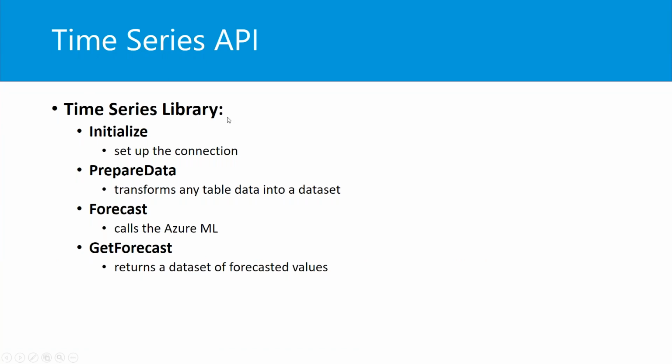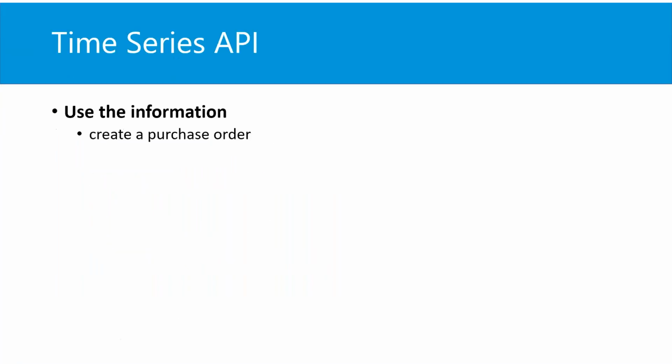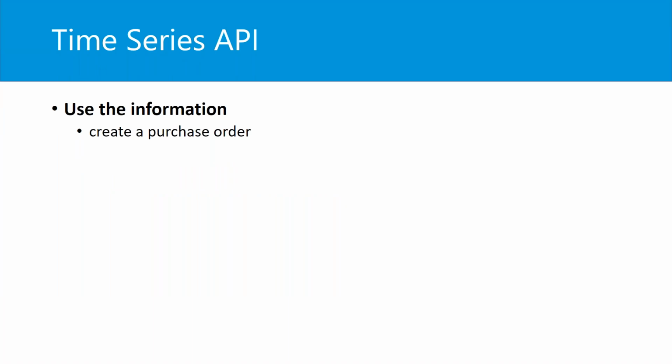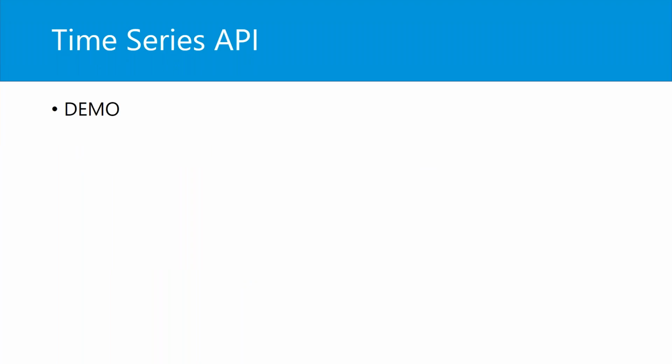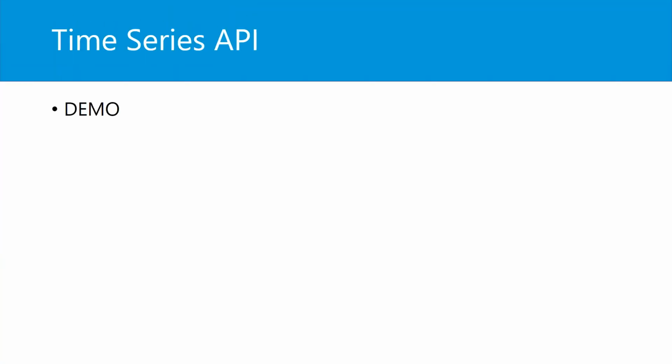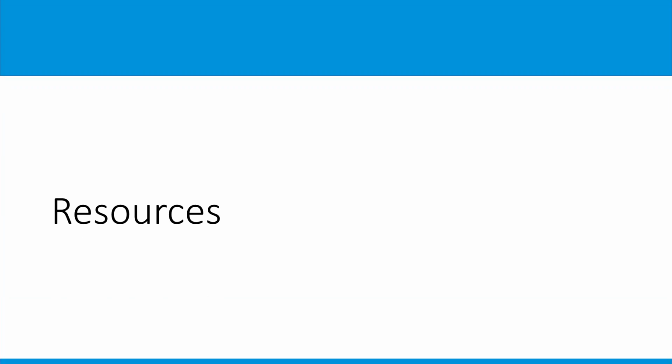So if you have a look at the time series library, we have some functions: an initialize function to set up the connection, prepare data to transform table data from NAV into a data set for the experiment, forecast to run the machine learning experiment on Azure, and get forecast to get the resulting data set of the forecasted values. And we can use that information, as I demonstrated, to create a purchase order. And the demo, I have just done that. So I demonstrated that.